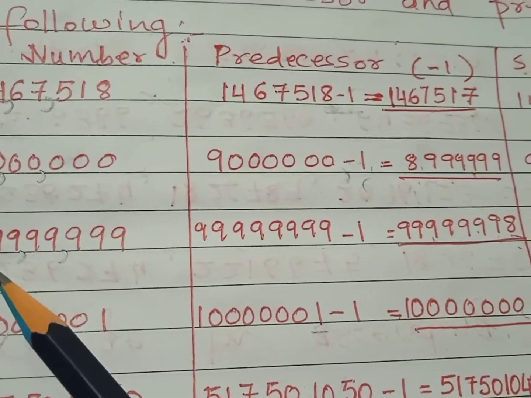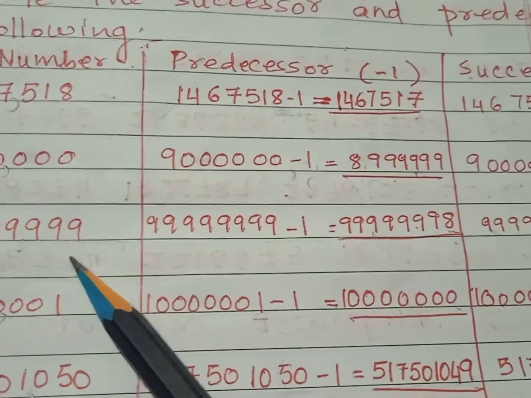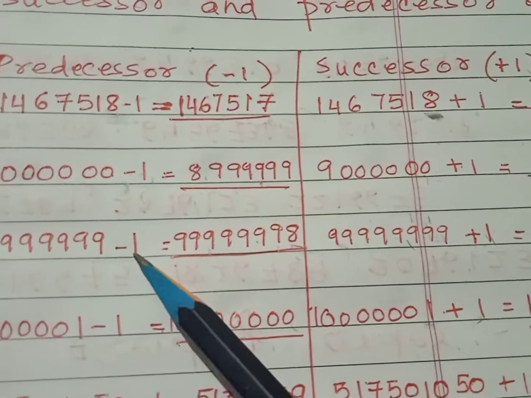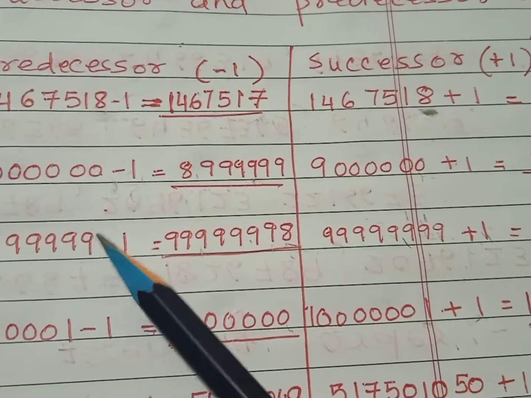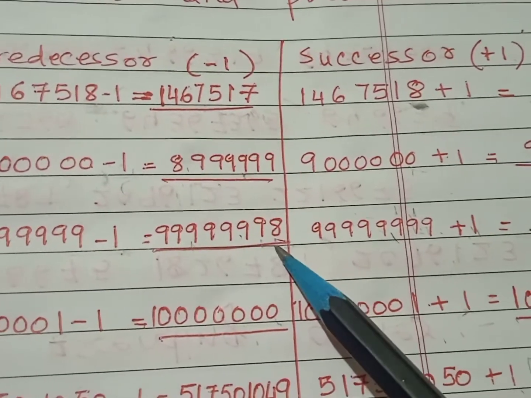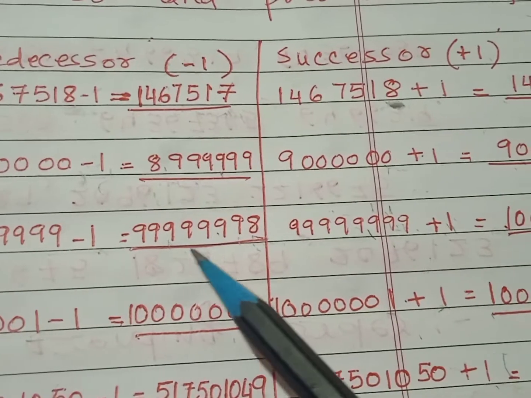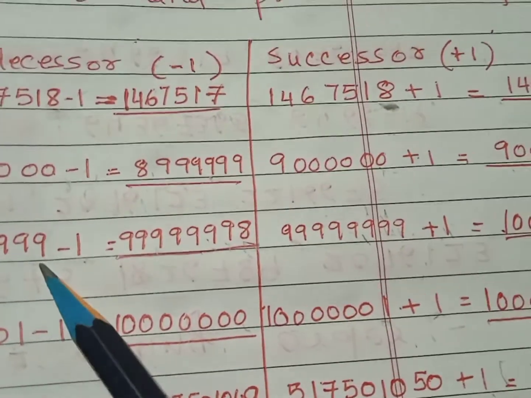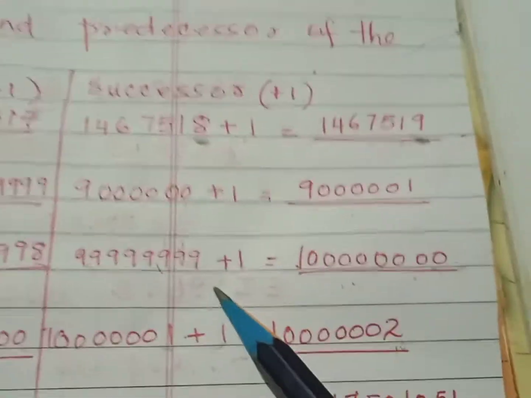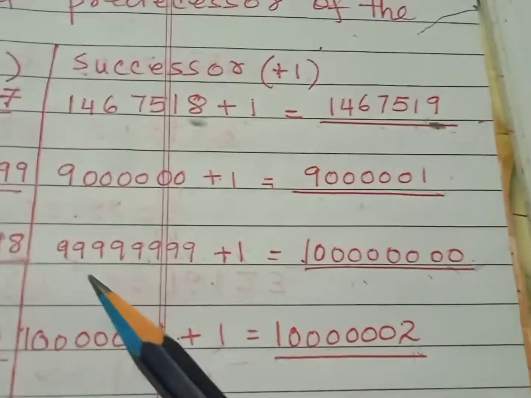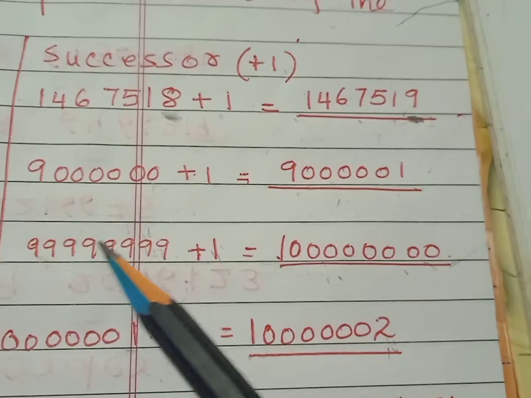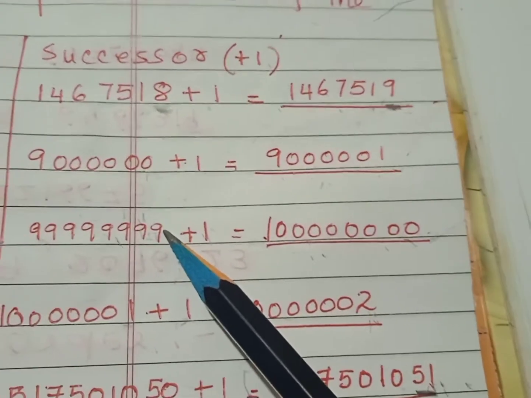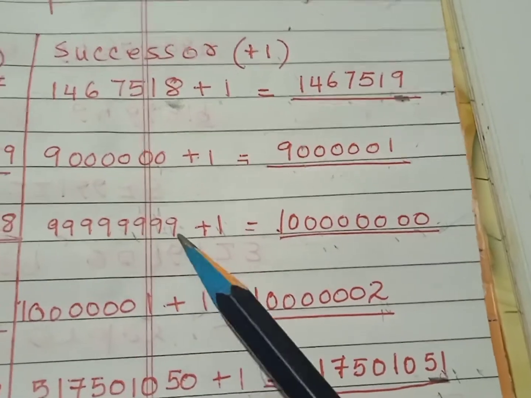Here we have 9 crore 99 lakh 99,999. When I minus 1 from the number, the ones place gets reduced by 1. So I have 9 crore 99 lakh 99,998 instead of 99,999. When I add 1, now what happens? See, how many digits are there? 1, 2, 3, 4, 5, 6, 7, 8 digits. This is the greatest 8-digit number. This is the biggest 8-digit number.